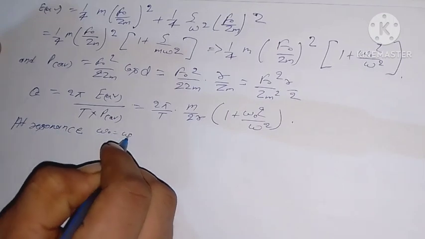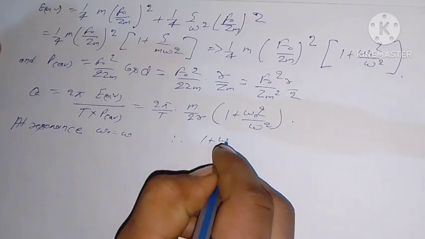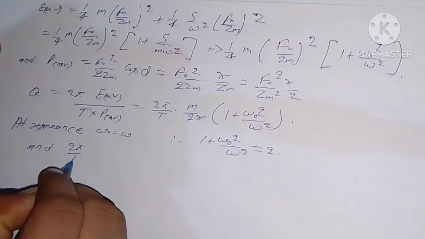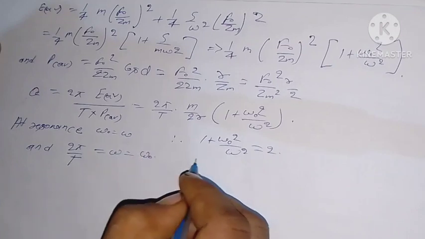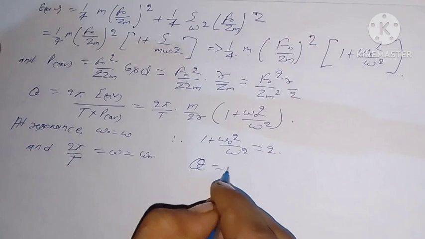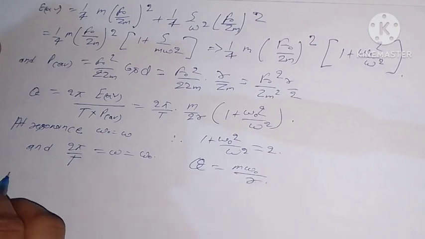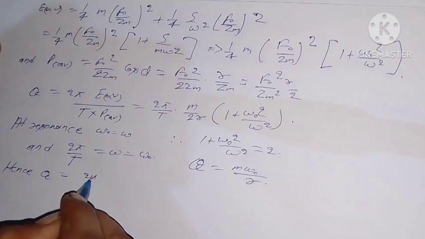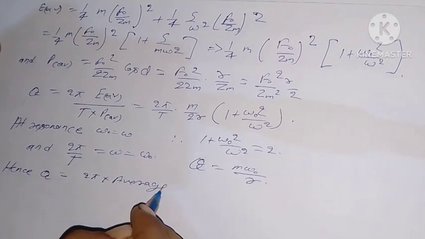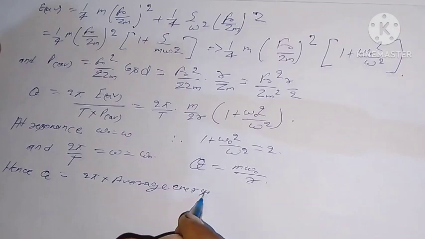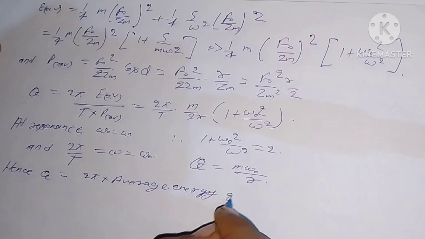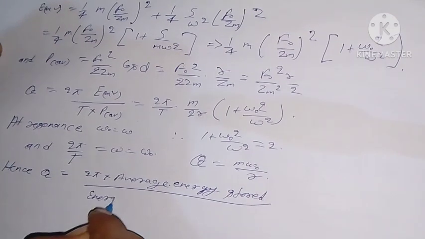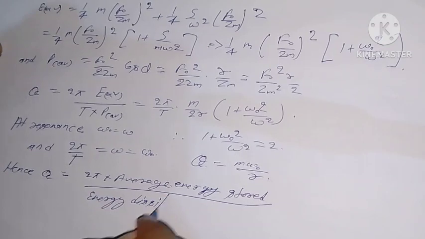At resonance, omega naught equals omega, and 1 plus omega naught square by omega square equals 2, and 2 pi by T equals omega naught, and Q equals m omega naught by R. Hence quality factor equals 2 pi multiply average energy stored upon energy dissipated per cycle.